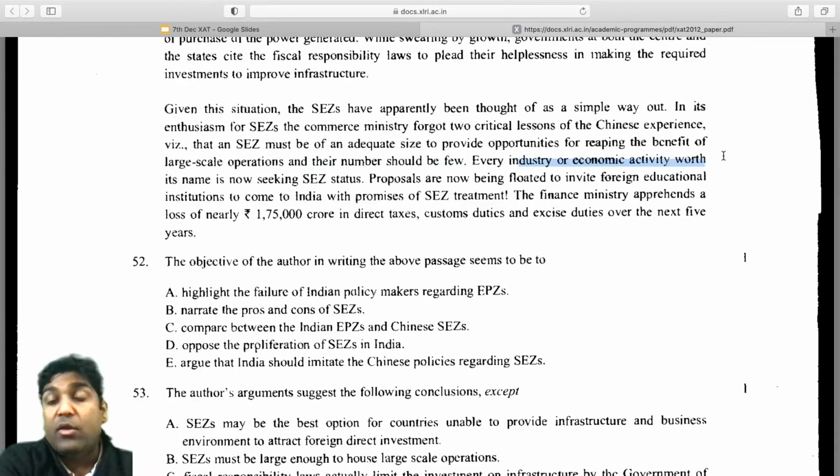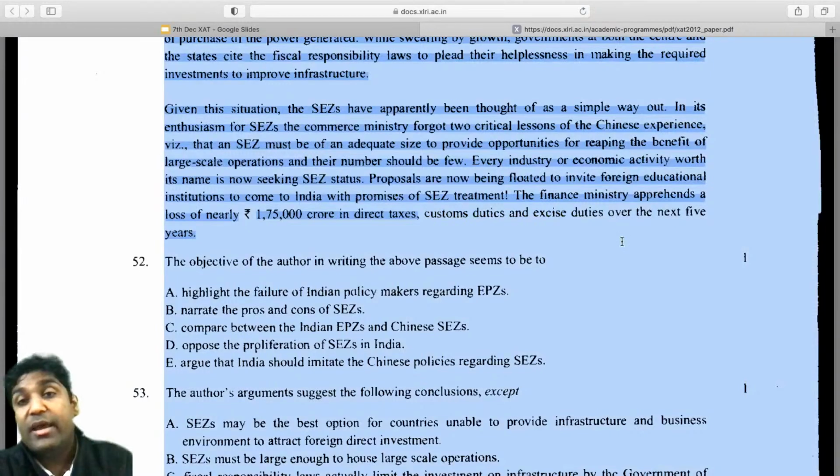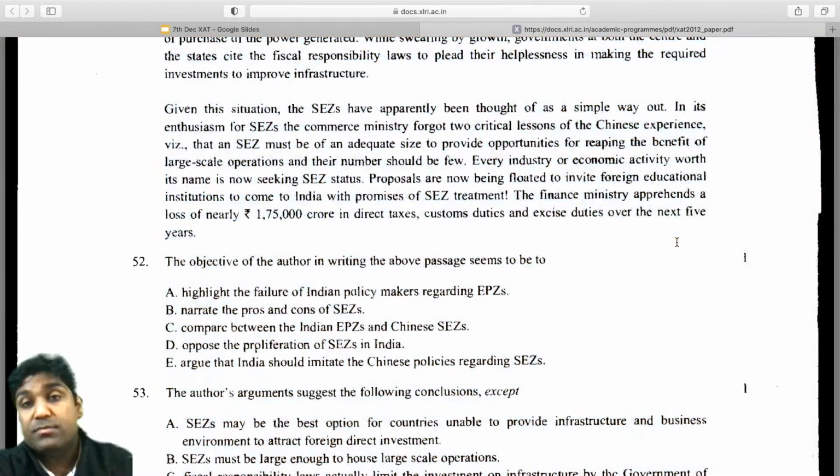Every industry or economic activity worth its name is now seeking SEZ status. Proposals are now being floated to invite foreign education institutions to come to India with promises of SEZ treatment. And there's an exclamation mark there. The Finance Ministry apprehends a loss of nearly 1,75,000 crore in direct taxes, custom duties, and excise duties over the next 5 years.